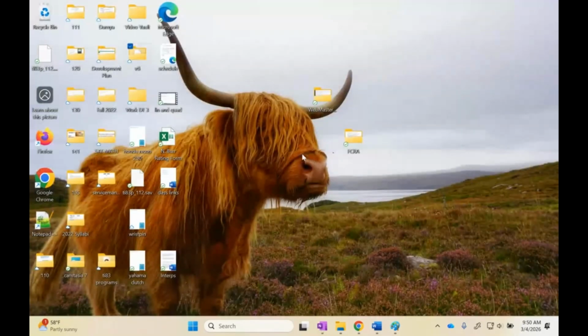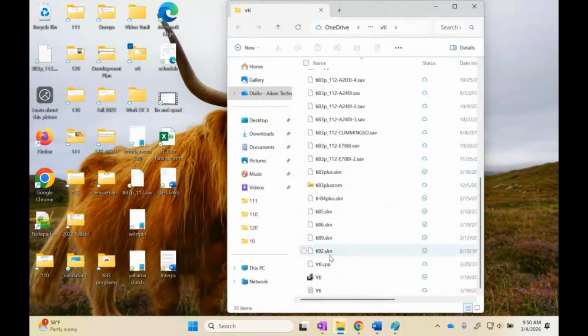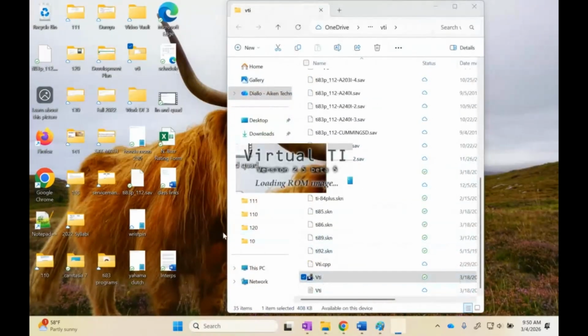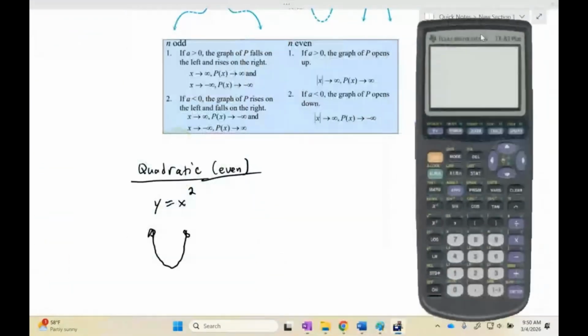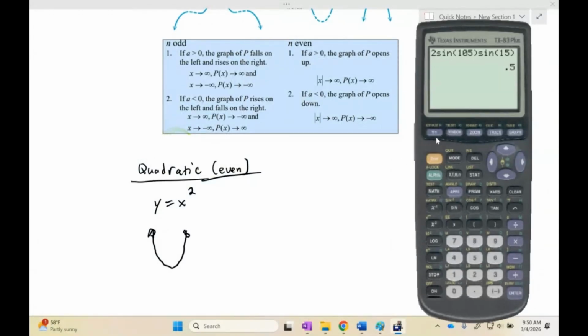I'm just going to pull up the calculator for a second. All right, so if I were to graph, I'm just going to clear this out. Going to y equals, I'm going to put in x squared. I'm going to hit zoom in 6. Notice I get a U-shaped graph.